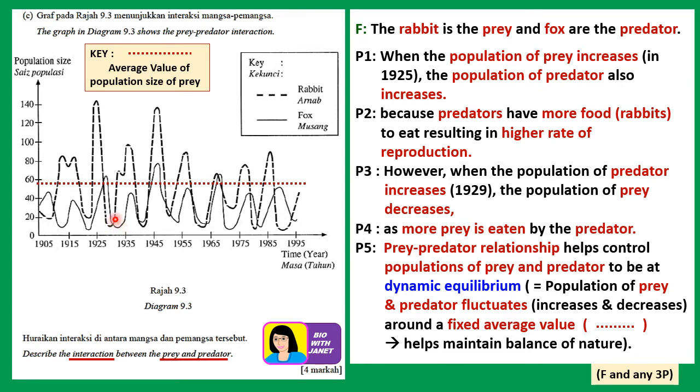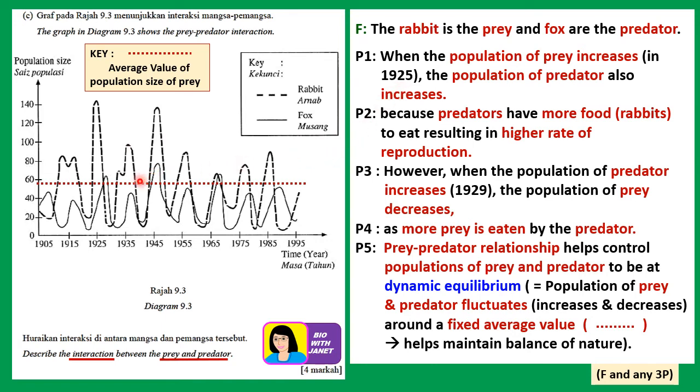But then when it goes down to the minimum amount here, now the predator population size will decrease because it will have less food ready to eat. Then when the predator's population size decreases, the prey population begins to increase again. So this will start the cycle back again. Okay.